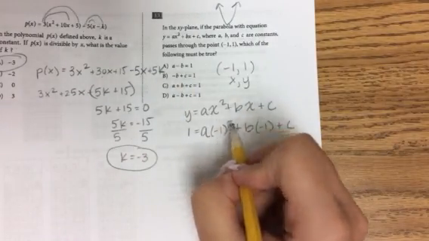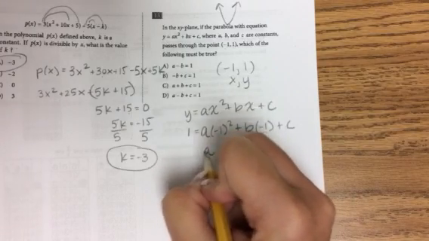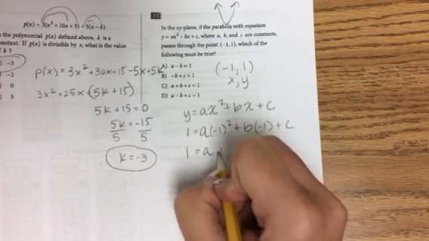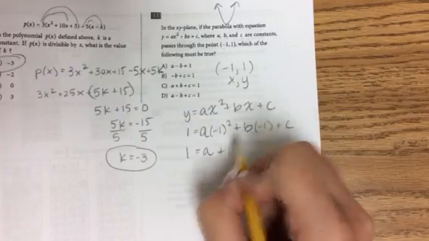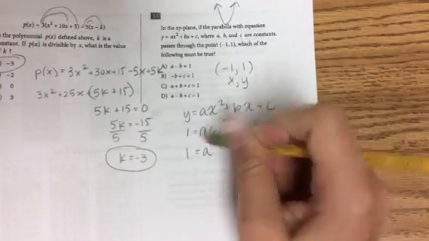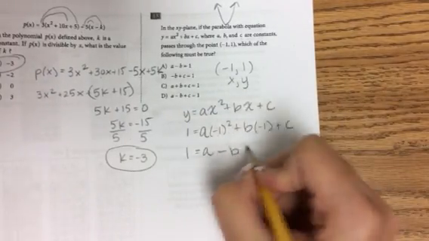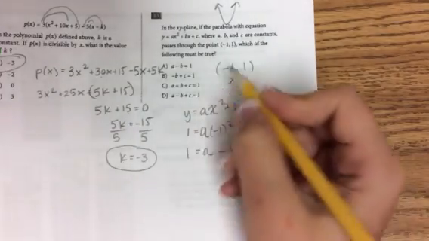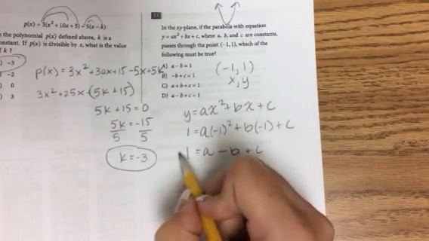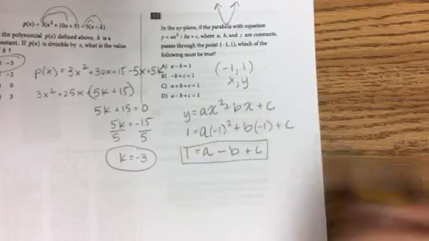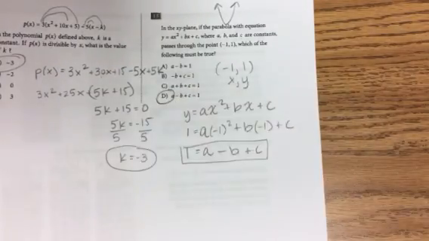Well, I know that negative 1 squared is just going to be a positive 1, so that kind of disappears. b times negative 1 is going to be a negative b, so it becomes a minus b, and then the c remains. So I'm looking for which equation has this right here, and it would be D. D is the correct answer.